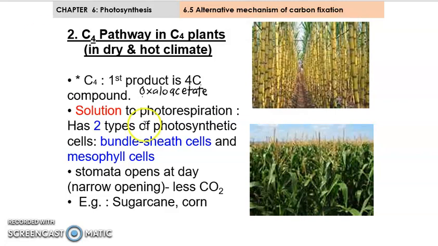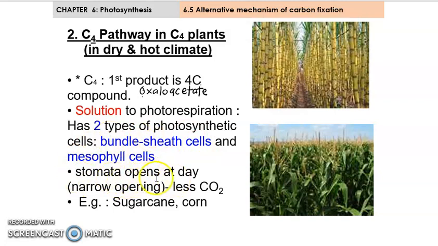And then the solution to the photorespiration. Actually, the C4 pathway is one of the alternative mechanisms as a solution to the photorespiration. And then there are two types of photosynthetic cell. Maksudnya dia akan melibatkan dua sel untuk C4 pathway ni. The first cell kita panggil sebagai bundle sheath cell and the other one adalah mesophyll cell.